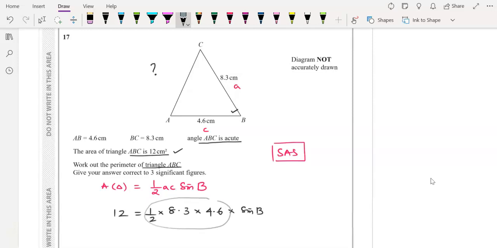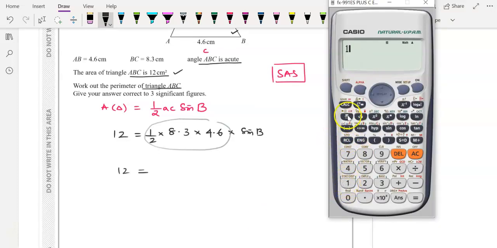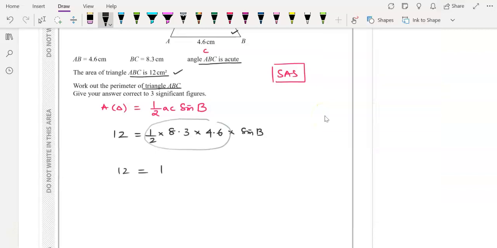So let's simplify this part. Let's calculate how much this value is. So it will be 12 equal to half times 8.3 times 4.6. That gives me 19.09. So you have 19.09 into sine B. Now, next step will be to divide both sides by 19.09. So this will cancel out. So we have sine of B is 12 over 19.09.